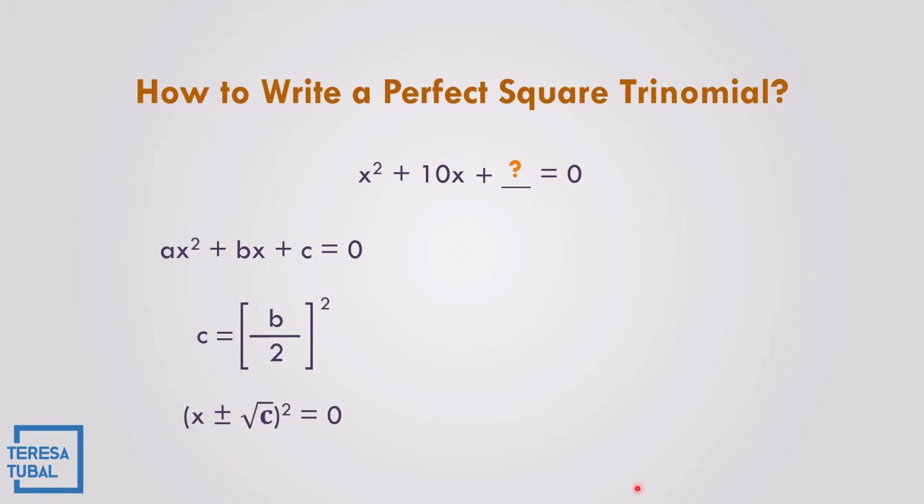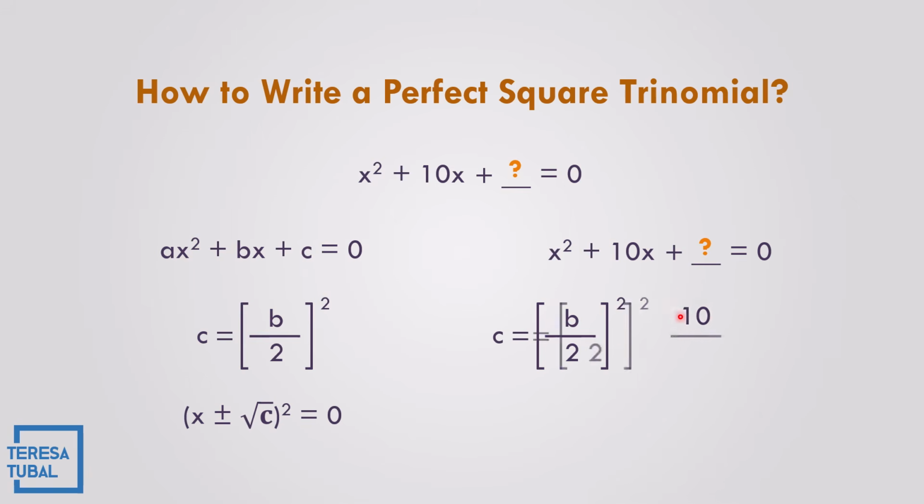So let us proceed. Let us solve x squared plus 10x plus the blank is equal to 0. The formula is c is equal to the quantity b divided by 2 squared. The value of b is equal to 10. So that becomes 10 divided by 2 and then square. 10 divided by 2 is 5. 5 times 5, the answer is equal to 25. So the unknown value to make it a perfect square trinomial is equal to 25.